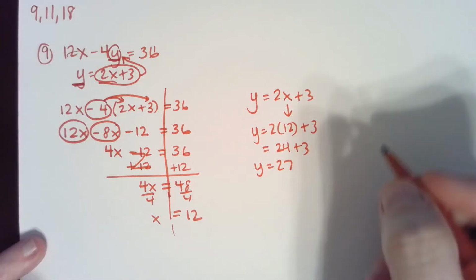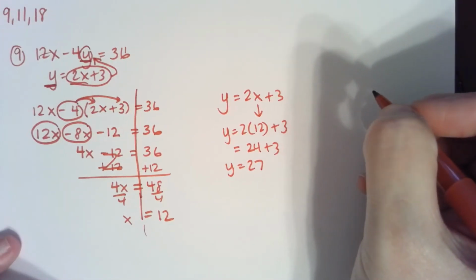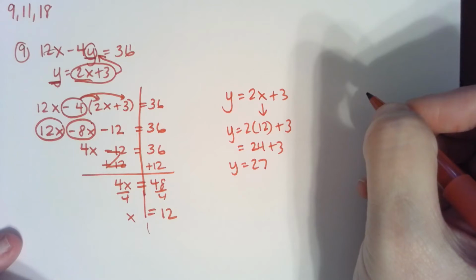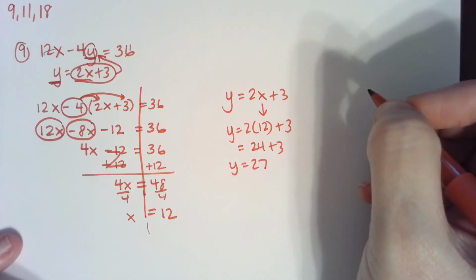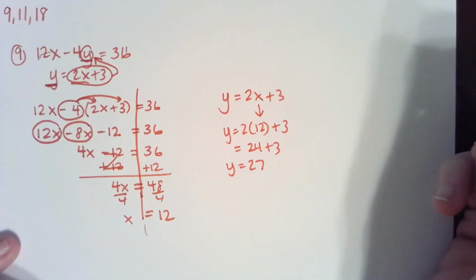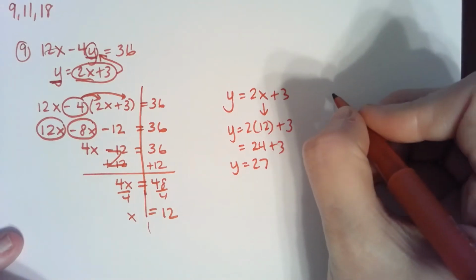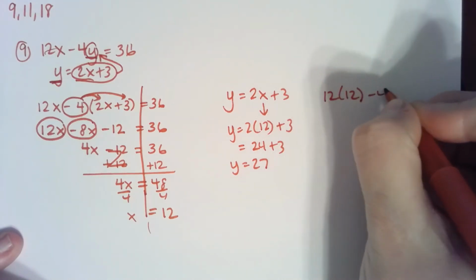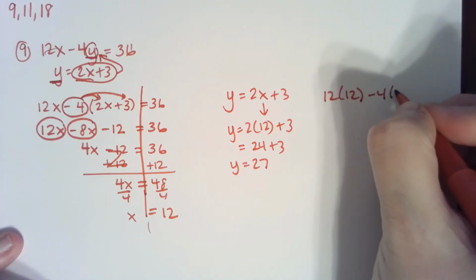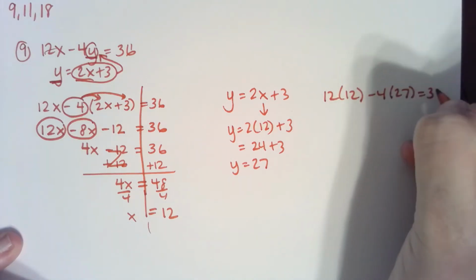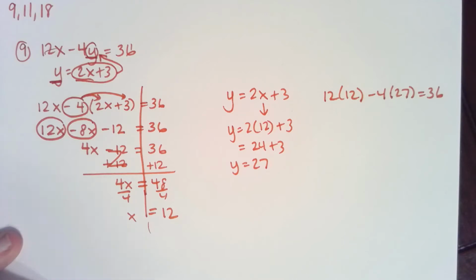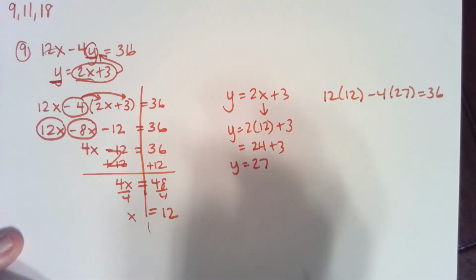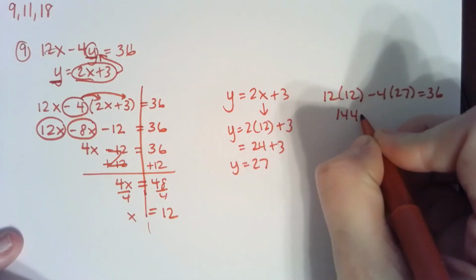Okay, so let's do our checking step. Again, I see a lot of people skipping the checking step. It's so easy to do, and it makes sure you get the right answer. And we like to be right, so let's do that. 12 times x, which is 12, minus 4 times y, which is 27, should equal 36. Okay, well, I'm going to have to use my calculator again. Well, no, 12 times 12 is 144. I know that. Oh, I'm sorry, that's a minus sign.